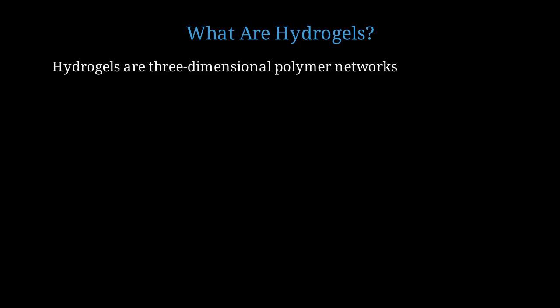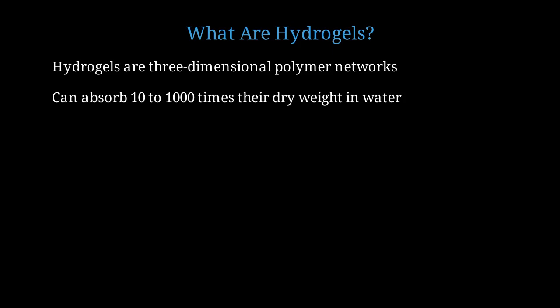Hydrogels are three-dimensional cross-linked polymer networks that can absorb and retain large amounts of water while maintaining their structural integrity. These materials have the remarkable ability to absorb anywhere from 10 to 1,000 times their dry weight in water. This is due to the presence of hydrophilic functional groups in the polymer chains.